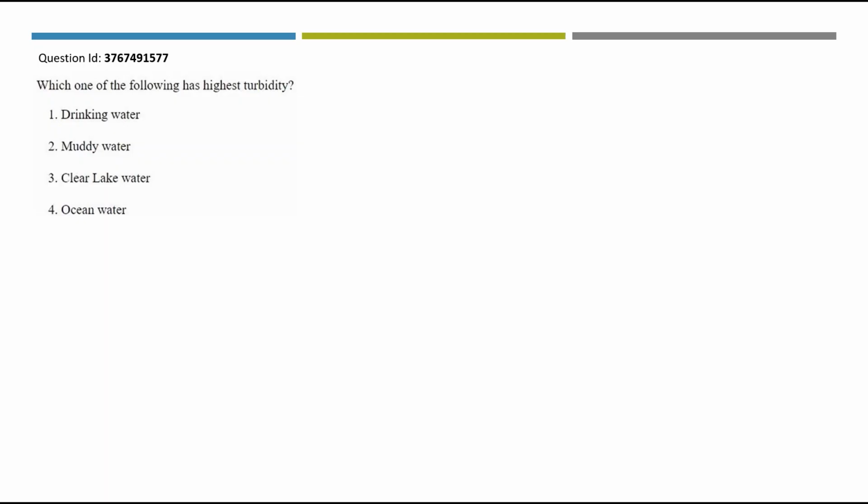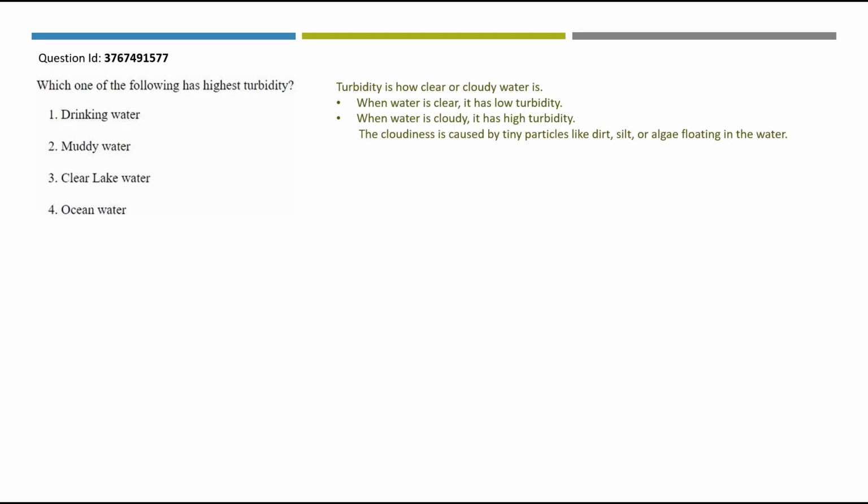Which one of the following has highest turbidity? What is turbidity? Turbidity is how clear or cloudy water is. When water is clear, we say it has low turbidity. When water is cloudy, we say it has high turbidity. The cloudiness is caused by tiny particles like dirt, silt or algae floating in the water.